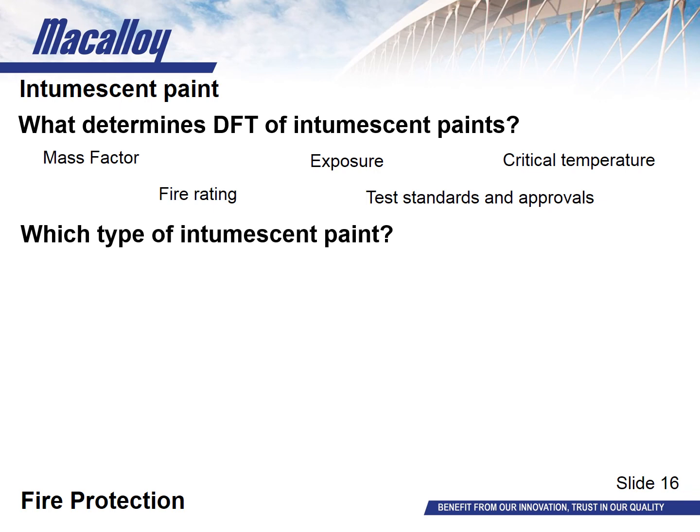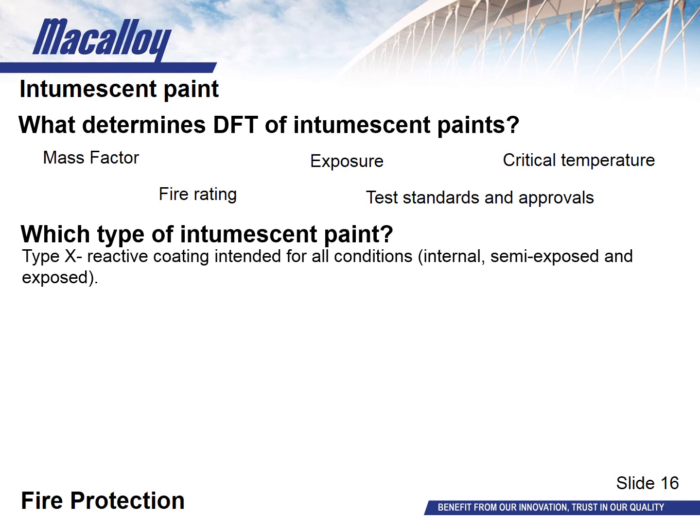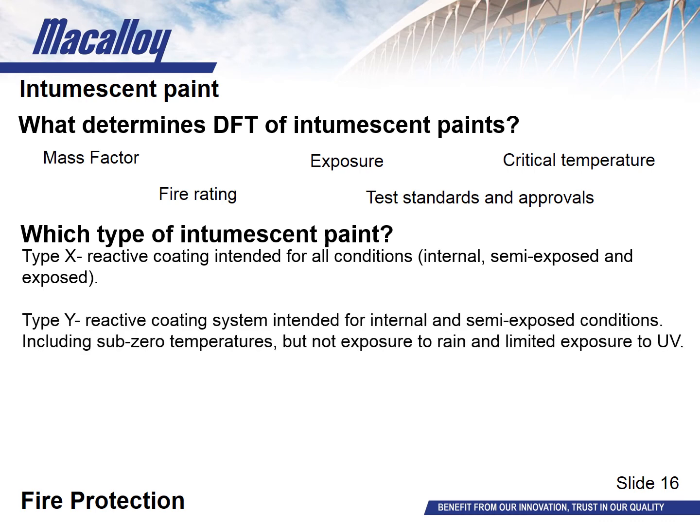So how to choose the best type of intumescent paint for my project? Now that's not an easy question to answer, as the top coat should be specified based upon the intended use of the system and the environmental conditions. The following categories are defined for the fire protective products according to ETAG 018. Type X is the broadest type of coating, and that really covers all conditions, including internal, semi-exposed and exposed environments. Now, Type Y is intended for internal and semi-exposed conditions only. This includes sub-zero temperatures, but not exposure to rain, and limited exposure to UV.